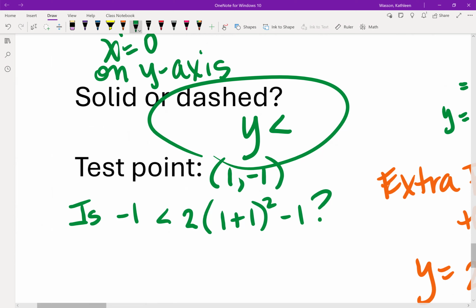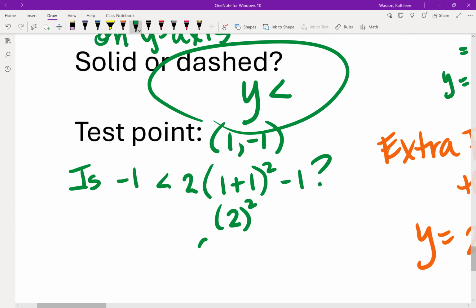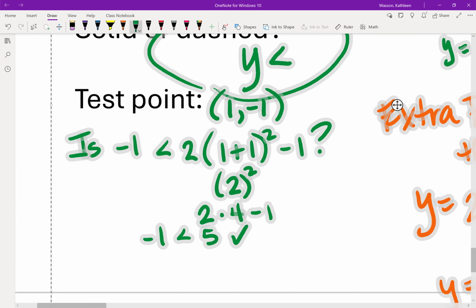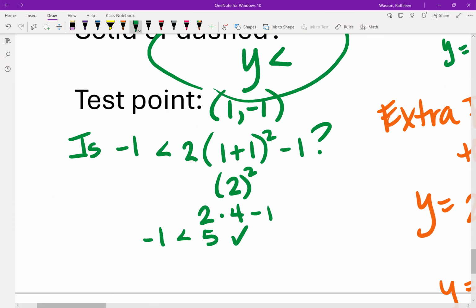So I simplify the part on the right, parentheses first. So I get 2 squared. So I'm calculating 2 times 4 minus 1. This is 5. Is negative 1 less than 5? Yeah. Since my test point tests true, I shade the part of the graph where the negative 1 is.